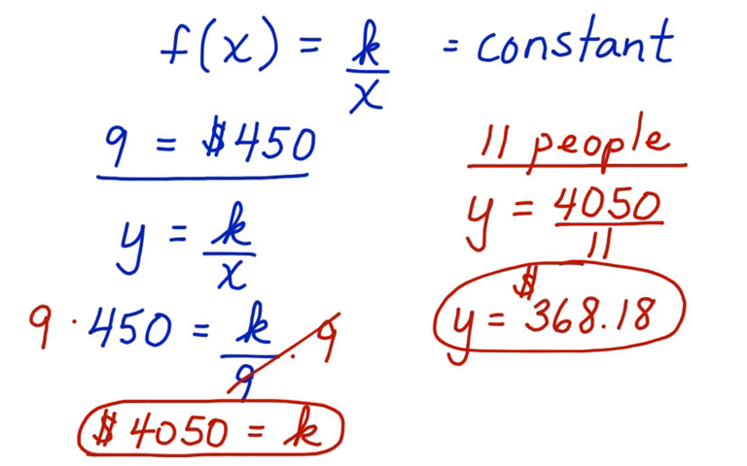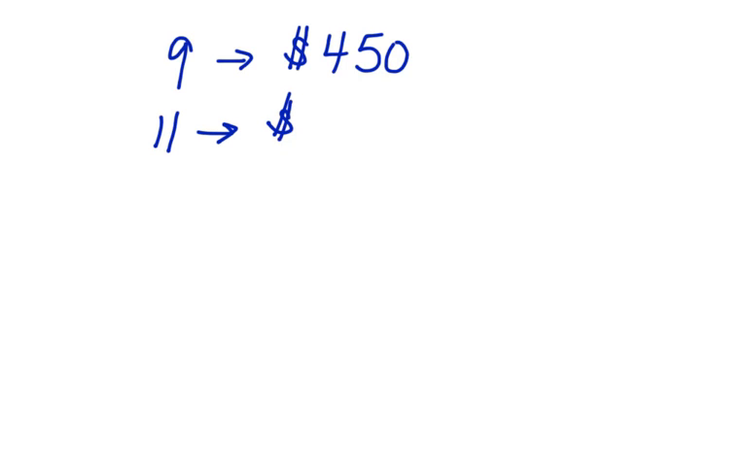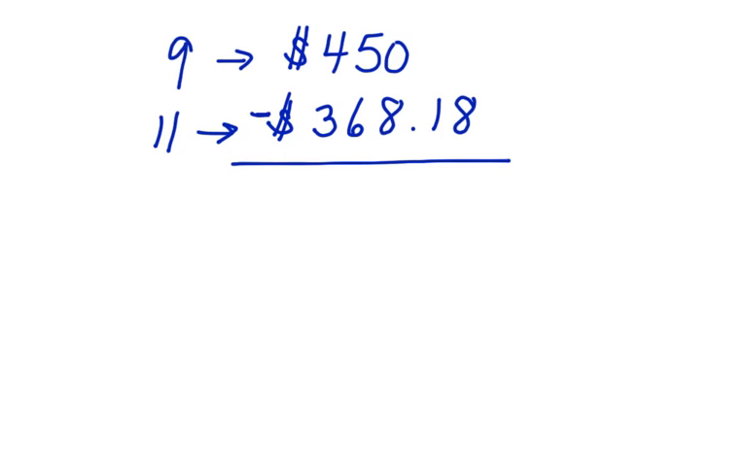How much money is saved between 9 people and 11 people? Well, we can figure that out by doing some subtraction. If 9 people went, then the cost was going to be $450 each. With 11 people, the cost is going to be $368.18. So if we subtract one from the other, we'll figure out the savings.